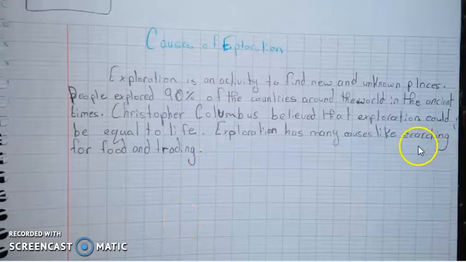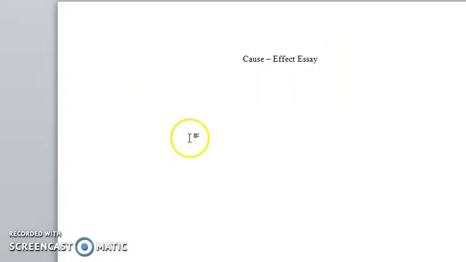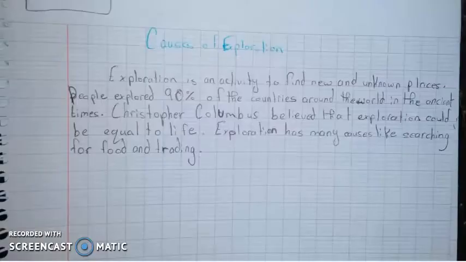The first controlling idea is searching for food. This should be in the first body paragraph. The second controlling idea is trading. This should be in the second body paragraph. We'll see how. Now, we're going to write together the first body paragraph. Okay? So, body paragraph 1. You can continue under the essay, under the introduction, I mean, sorry.